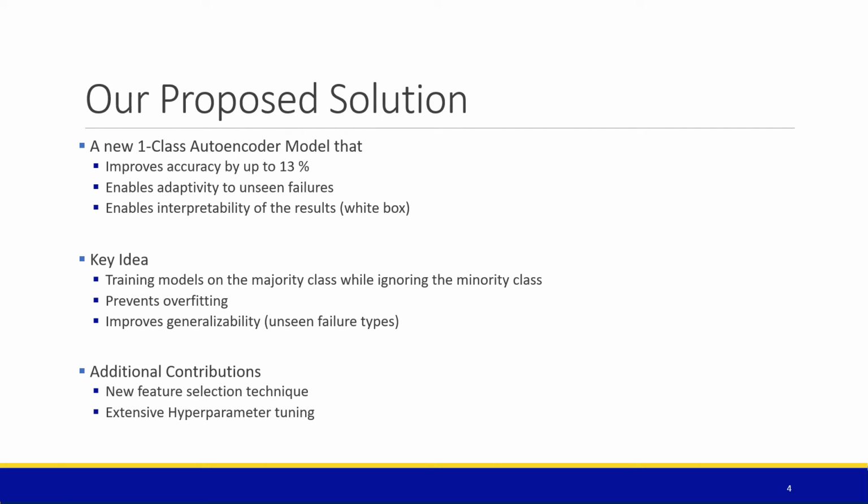And now, compared to prior work, our work proposes a new one-class autoencoder model that improves accuracy by up to 13%. It also enables adaptability to previously unseen failures and enables us to interpret the results. The key idea is to train the model on the majority class while ignoring the minority class. Our idea is to create a latent representation of what a healthy drive looks like. This prevents overfitting to the source set of known failure types seen in training and also improves the generalizability of the model to predict unseen failure types. Additionally, we introduce a new feature selection technique and perform hyperparameter tuning.